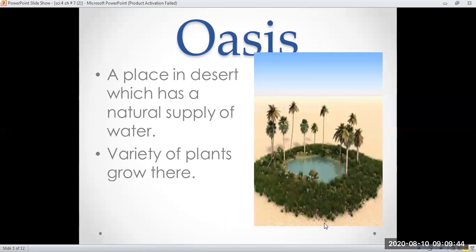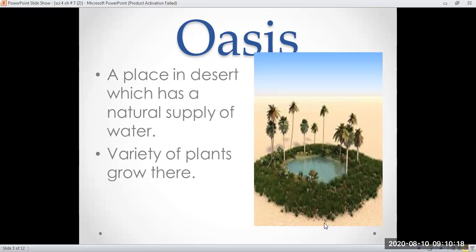In a desert, a place which has a natural supply of water is known as an oasis. In the area of the desert named the oasis, a large variety of plants grow because there is enough water for the plants to grow. Not in the whole desert, but in a specific area of the desert, there is a natural supply of water, named the oasis.